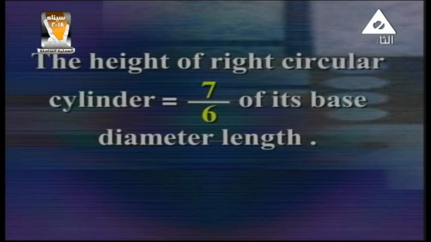The height of a right circular cylinder is 7/6 of each base diameter length. What do you mean by right circular cylinder? A cylinder has two bases that are circles, and "right" means the height is perpendicular to the radius.